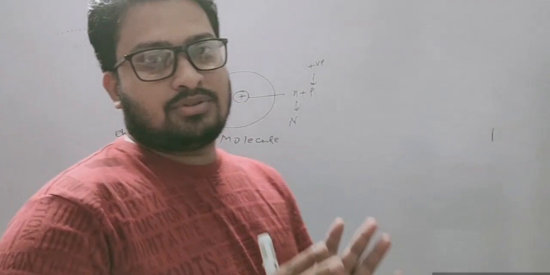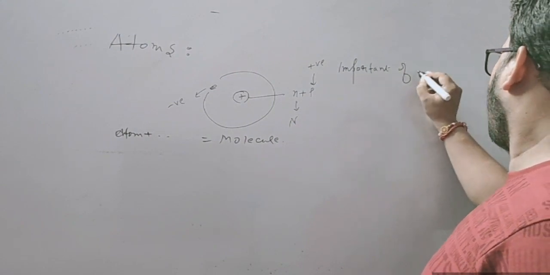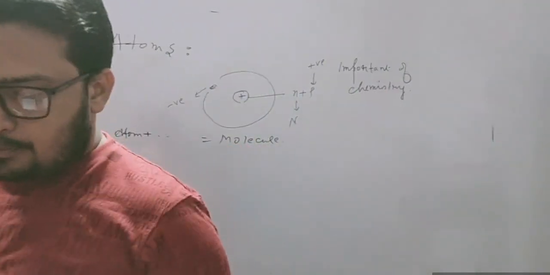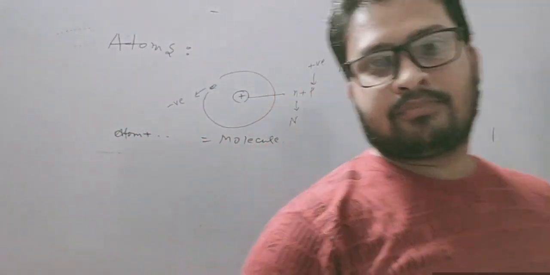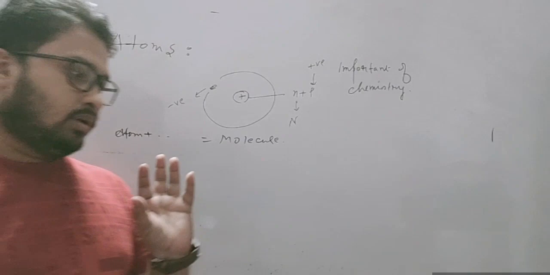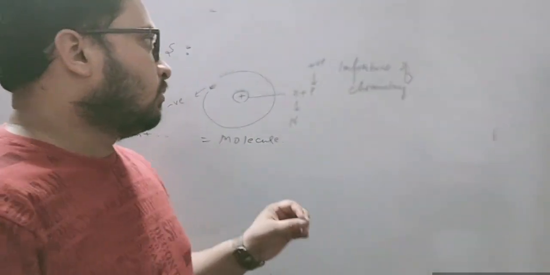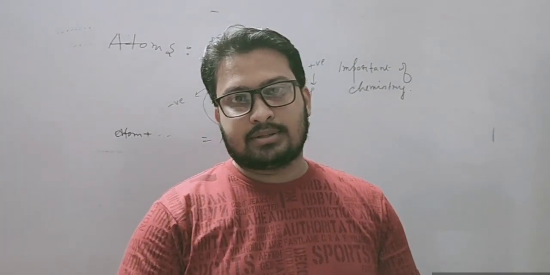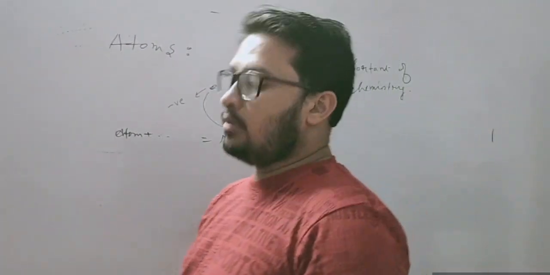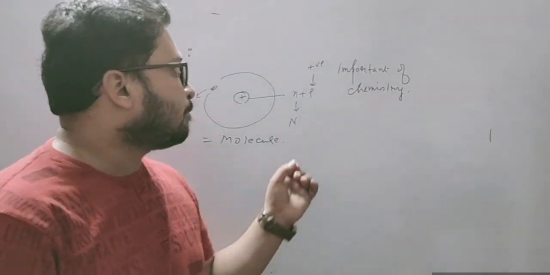So what is the importance of chemistry? The first importance is for medicines. Just like analgesics. Analgesic means it helps to remove pain. We have a great role in medicines, like analgesics and antipyretics, just like paracetamol.